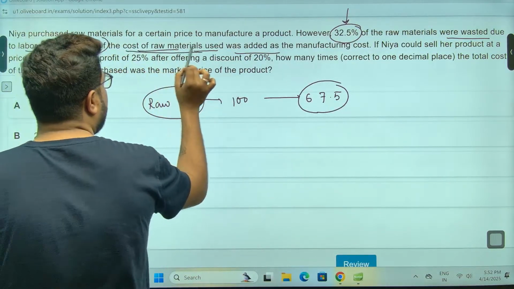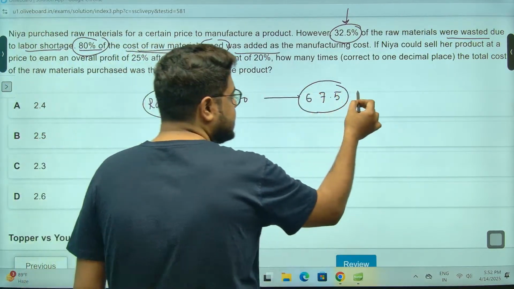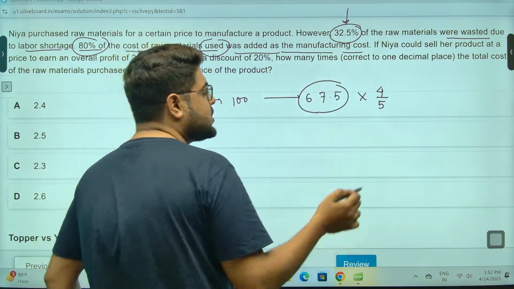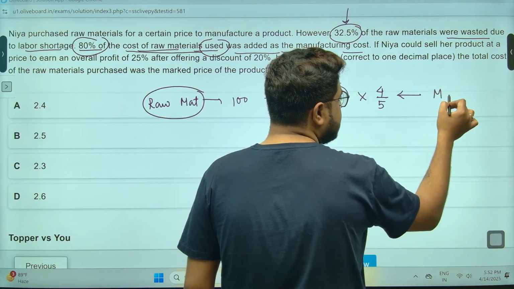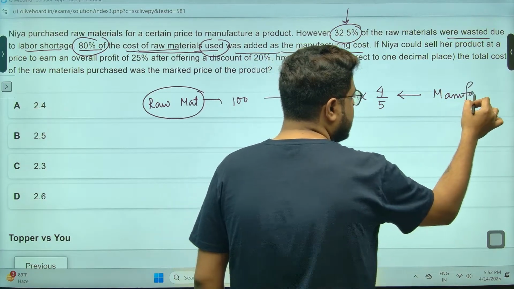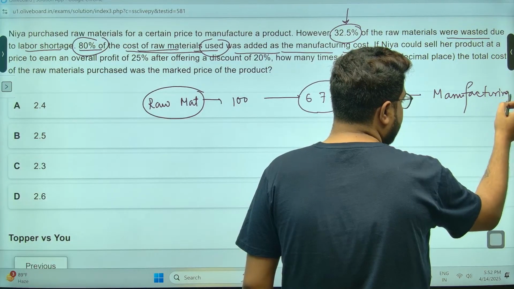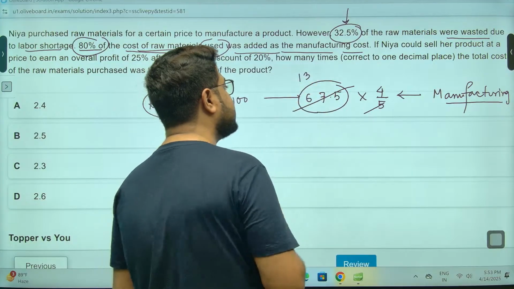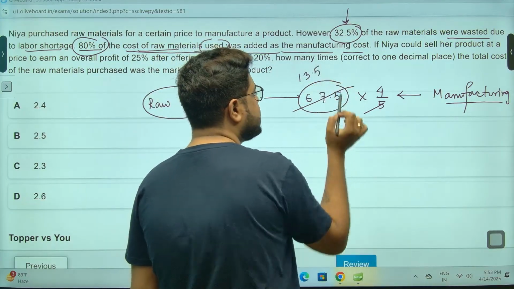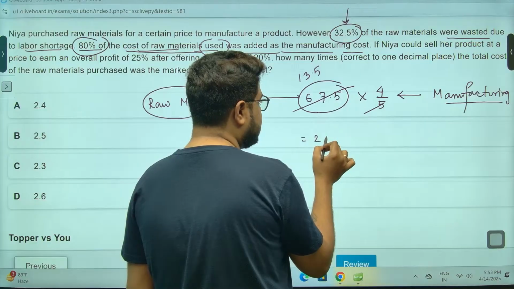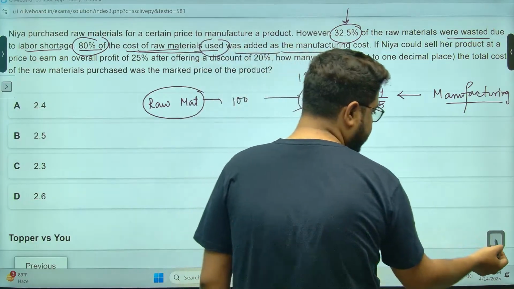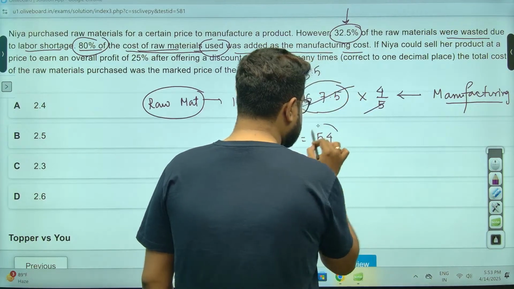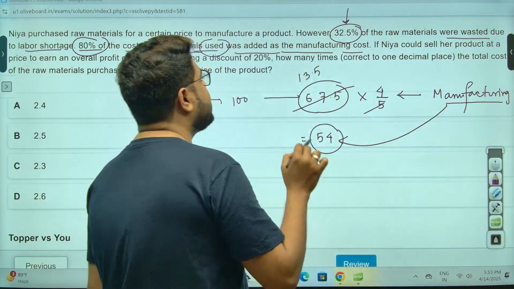80% of the cost of the raw materials used, 80% of this, 80% means 4/5, was added as the manufacturing cost. So this is your manufacturing cost. Okay sir, calculate. 5, 5, 5, 5 13s are 65, 25.5... it is 54. So this is your manufacturing cost. It was added as this.